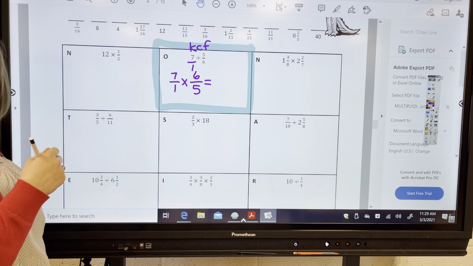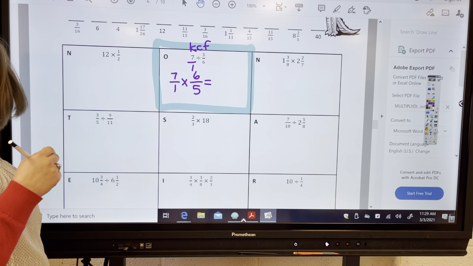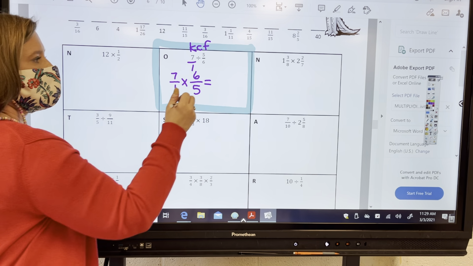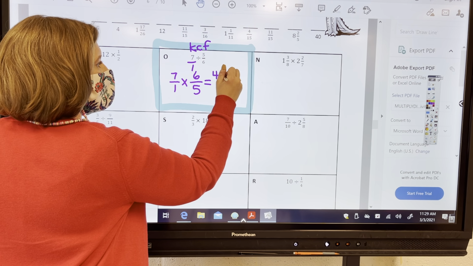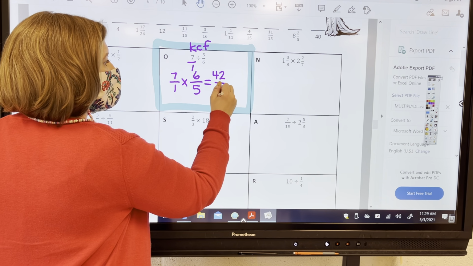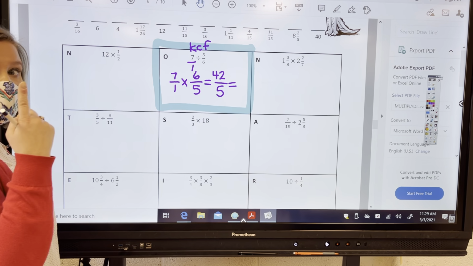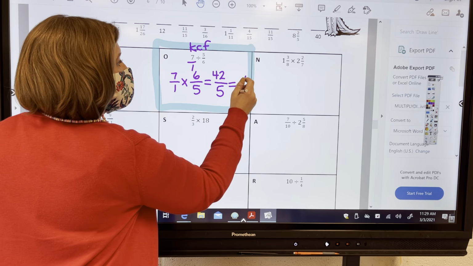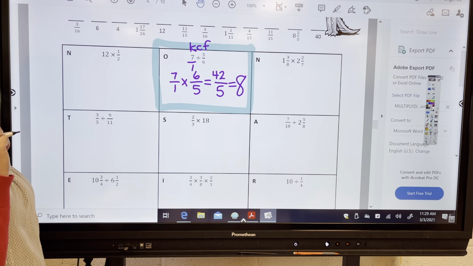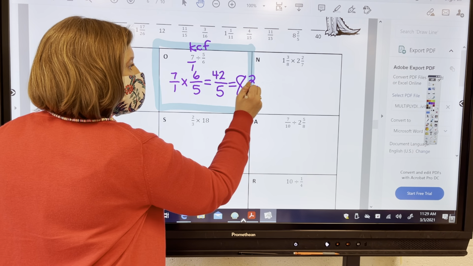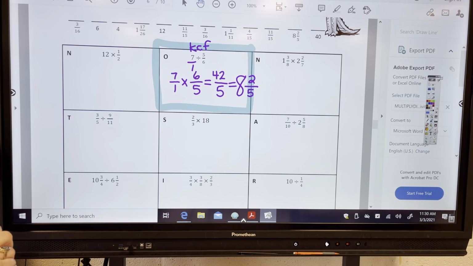Can I simplify before I multiply? No, I cannot. So 7 times 6 is 42. 1 times 5 is 5. Go divide. How many groups of 5 are in 42? Leave that as your whole number. How many are left over? Always put your remainder on top and your denominator stays the same. You got it right? Woohoo!